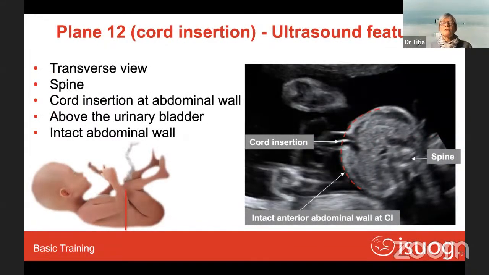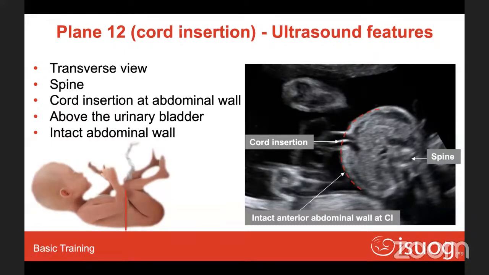Now, what are the features of plane 12? That's the transverse view, where again, you have a spine and you have the cord insertion right here, and you see that the abdominal wall is completely closed. There is nothing protruding, and you're right above the level of the bladder. You shouldn't see the bladder at this level.